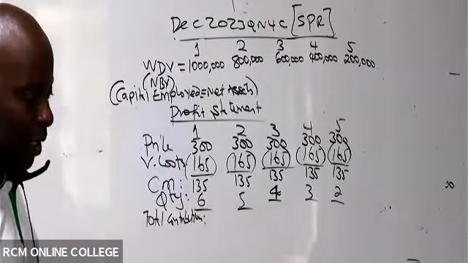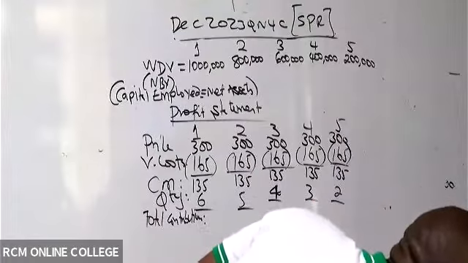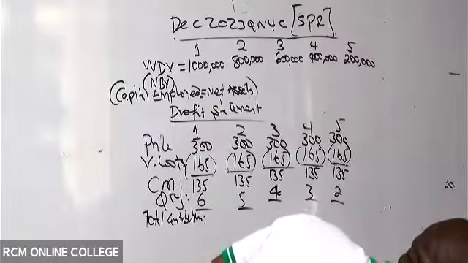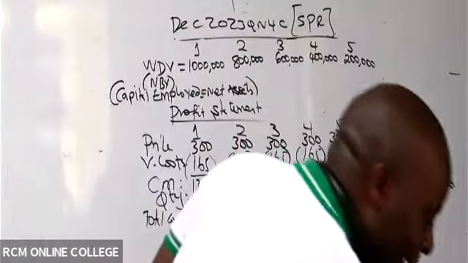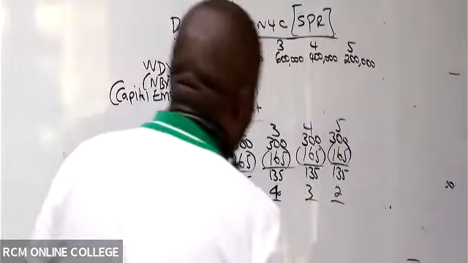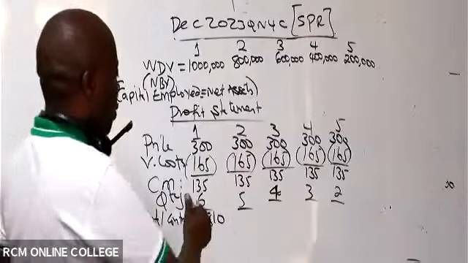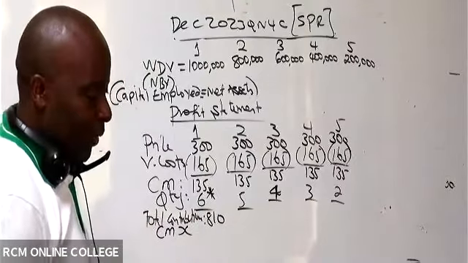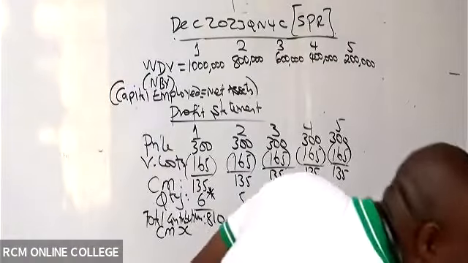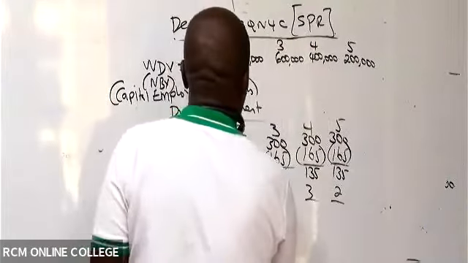So 135 times 6 gives 810. Thank you so much, Bahati, 810. Second one, 135 times 5. You can write here that you're multiplying, because this total contribution is CMX. We are multiplying. Okay, so 675, thank you so much.